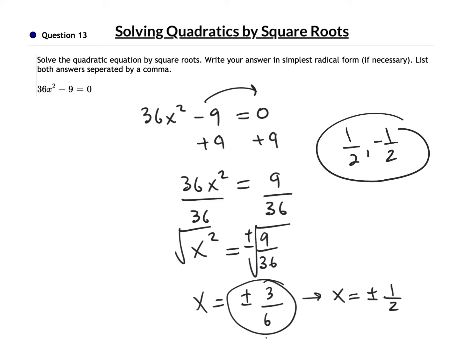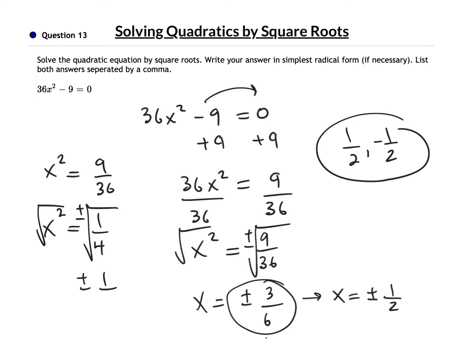If you'd made this x squared equals 9 over 36 and reduced it right off, notice those are both divisible by 9, you get 1/4. Notice that when you take the square root of both sides, you get the same thing. Plus or minus the square root of 1 is 1, and the square root of 4 is 2. Plus or minus 1/2.